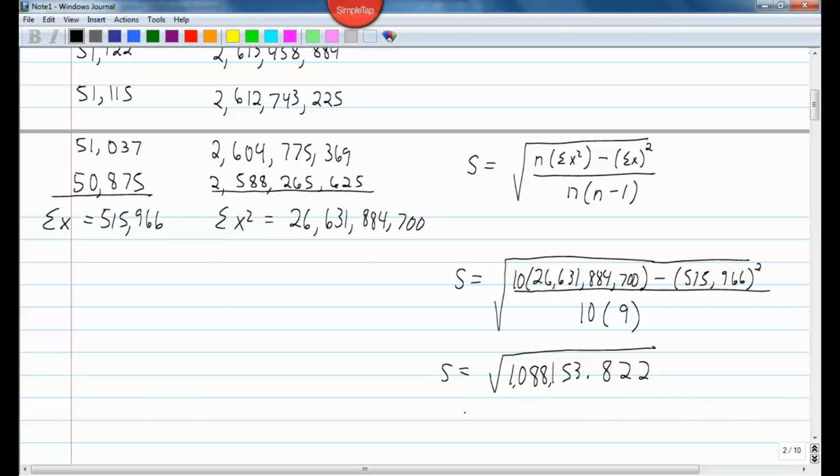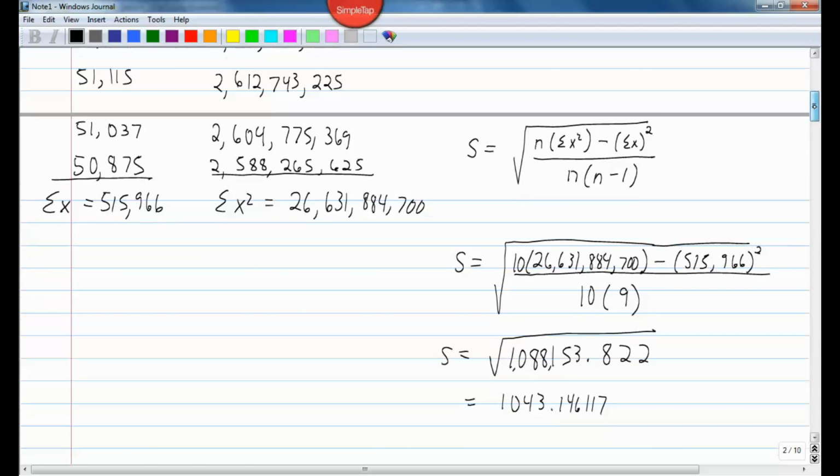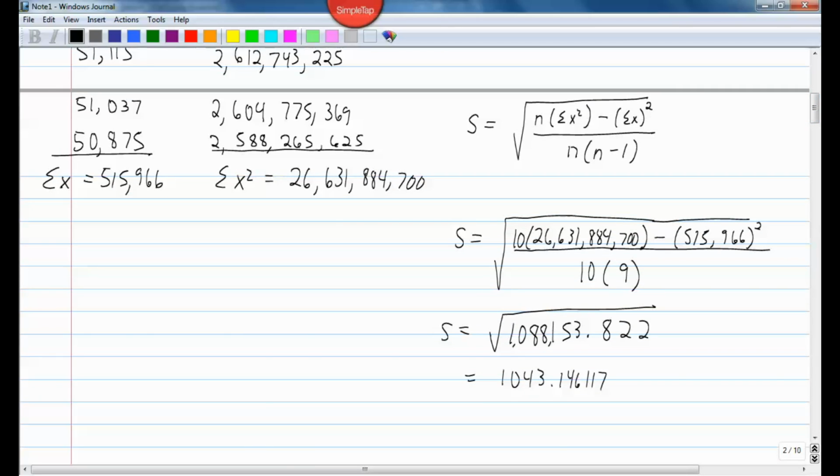Okay, and then when I did that in my calculator, I got 1043.146117. Alright, and we want to round that to one place. So our standard deviation for this set of data is equal to $1,043.10. You don't have to put the zero, but just so you'll know that is cents, because it carries that same unit. Usually we write 10 for cents instead of just 1, but that is money.